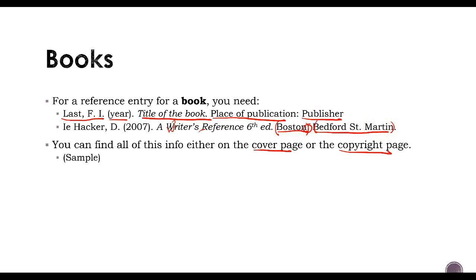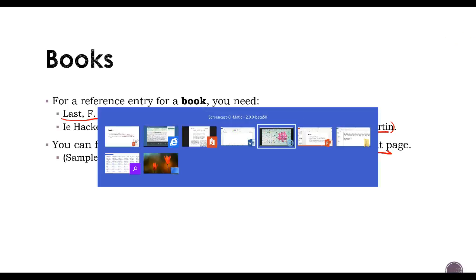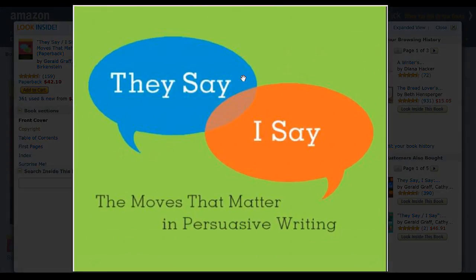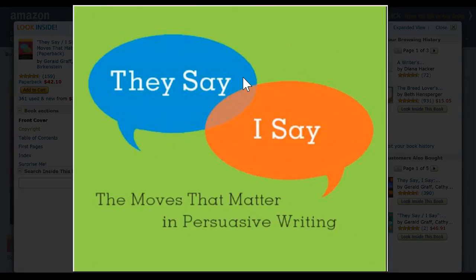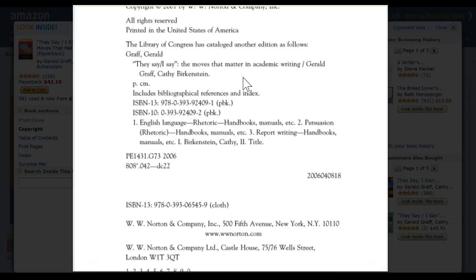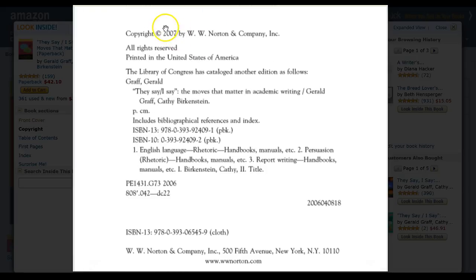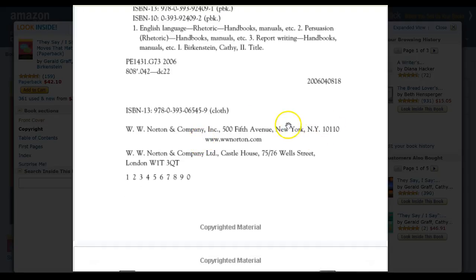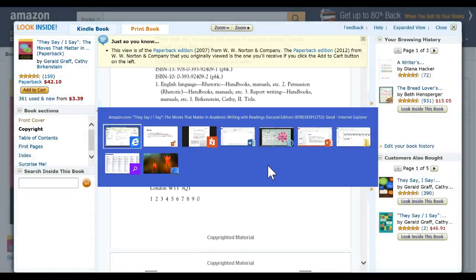So let's take a quick look at a sample graph. So we said the title of the book is right up front. They Say, I Say, with readings, The Moves That Matter, and Persuasive Writing. The authors are Graf and Birkenstein. The year is 2007, and the place of publication is New York, and the publisher is Norton. So that's everything we'd need to create that citation.